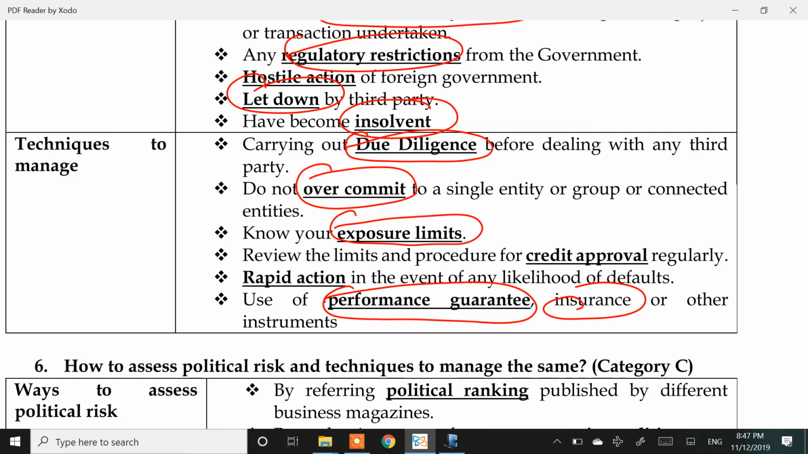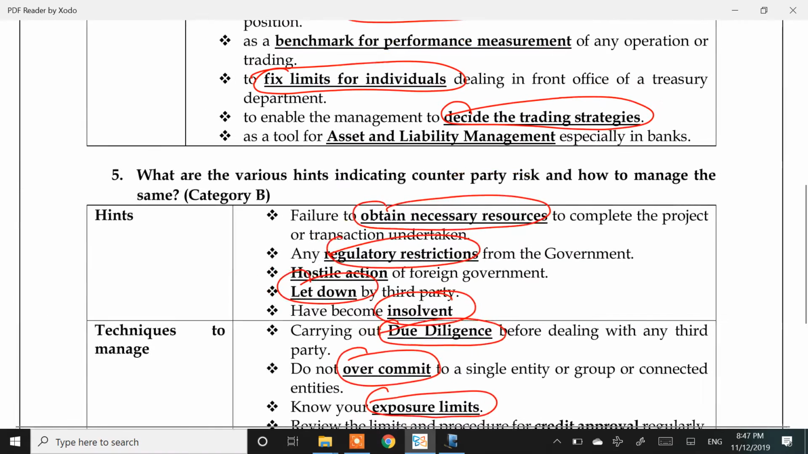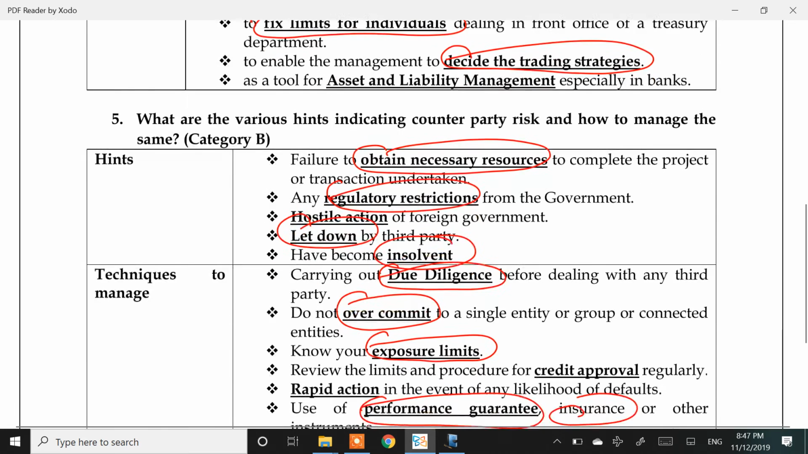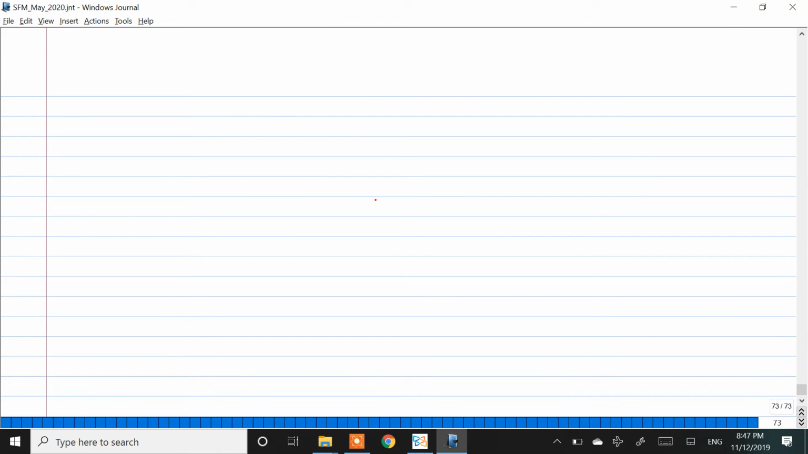Now, how to assess political risk? We have talked about counterparty risk, what the hints are which indicate it, how you assess it and how you manage it. Like counterparty risk, I also have political risk. Now, how do I assess the political risk? There are different ways of assessing it.